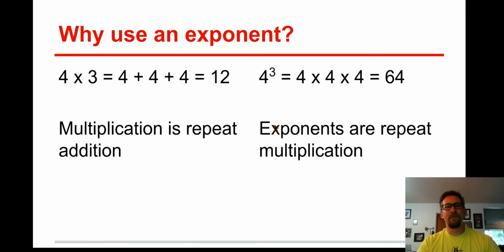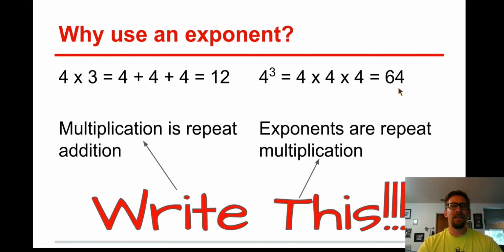So this is the big difference here. 4 times 3 is not the same as 4 to the 3rd. 4 times 3 means 4 plus 4 plus 4, which would be 12. Whereas 4 to the 3rd power means 4 times 4 times 4, which is 64. So this is critical. You're going to need to make sure you have this written down. The difference, multiplication and exponential terms.